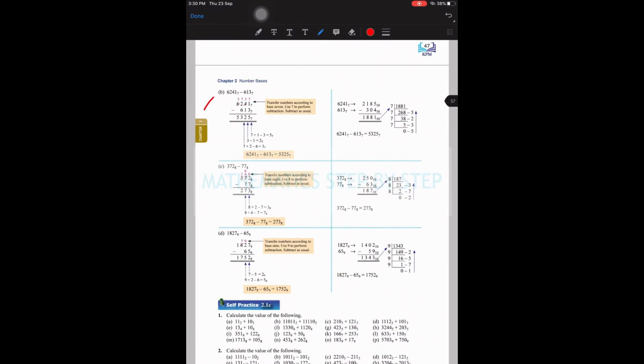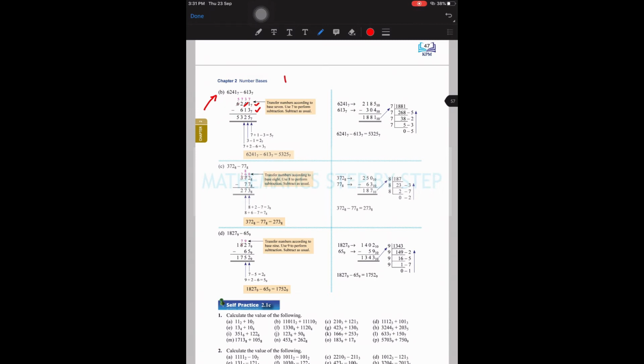So now let's go through B together. 4261 base 7 minus 613 base 7, okay? 1 minus 3. 1 is not enough to minus 3, right? So we borrow 1 from here. Now 4 is left with 3.